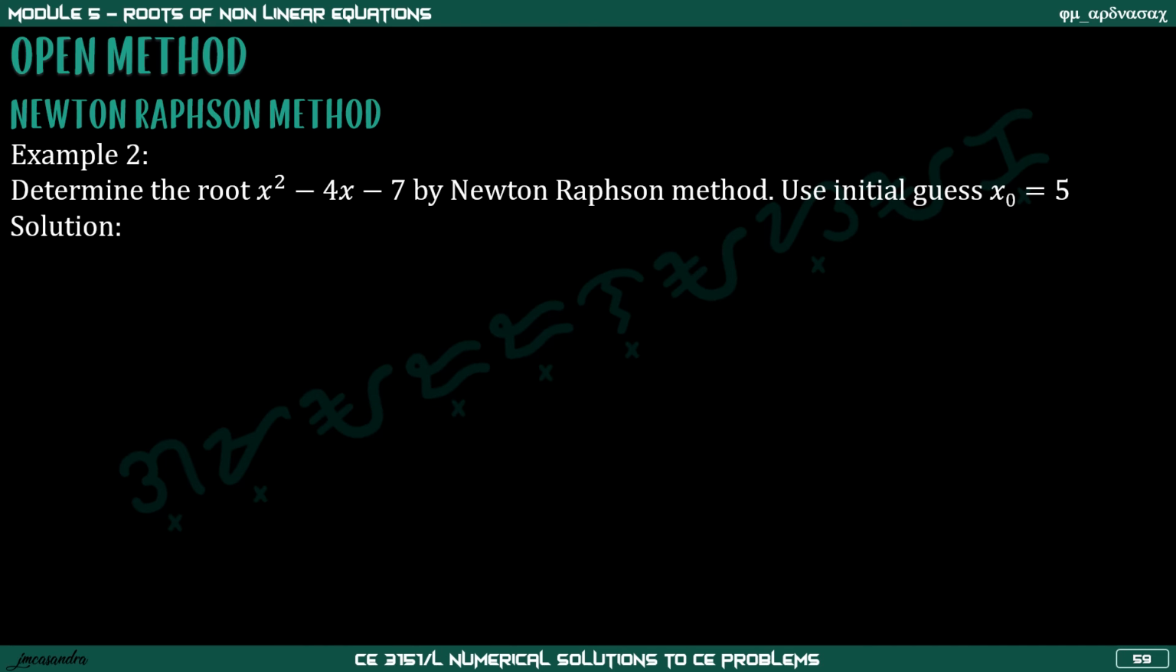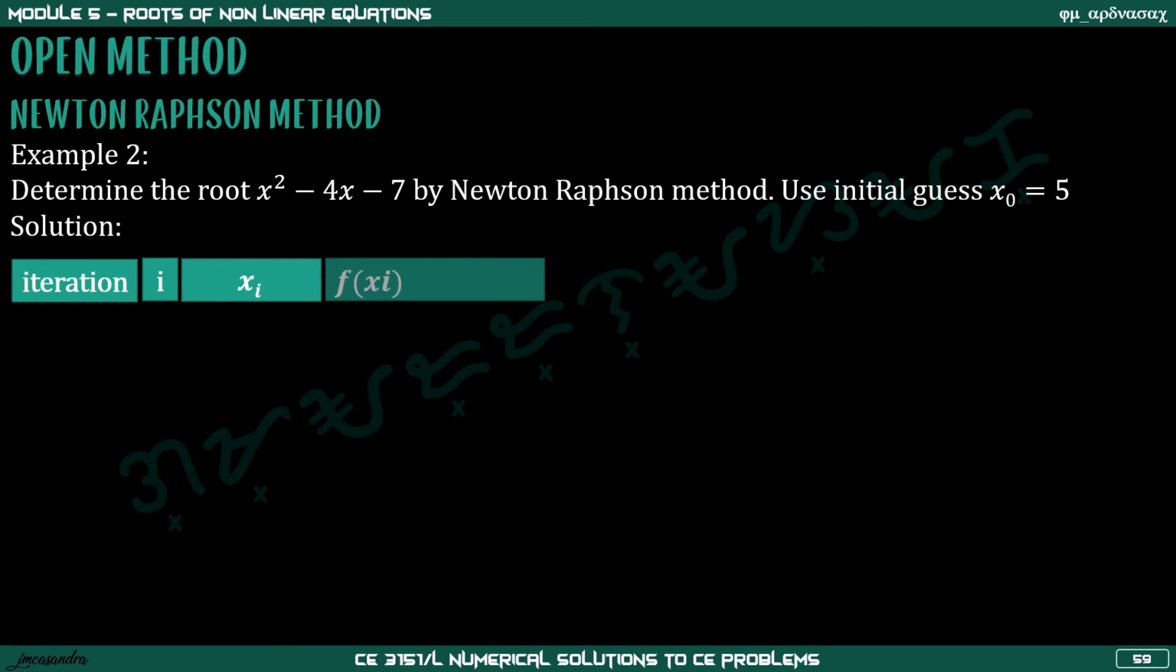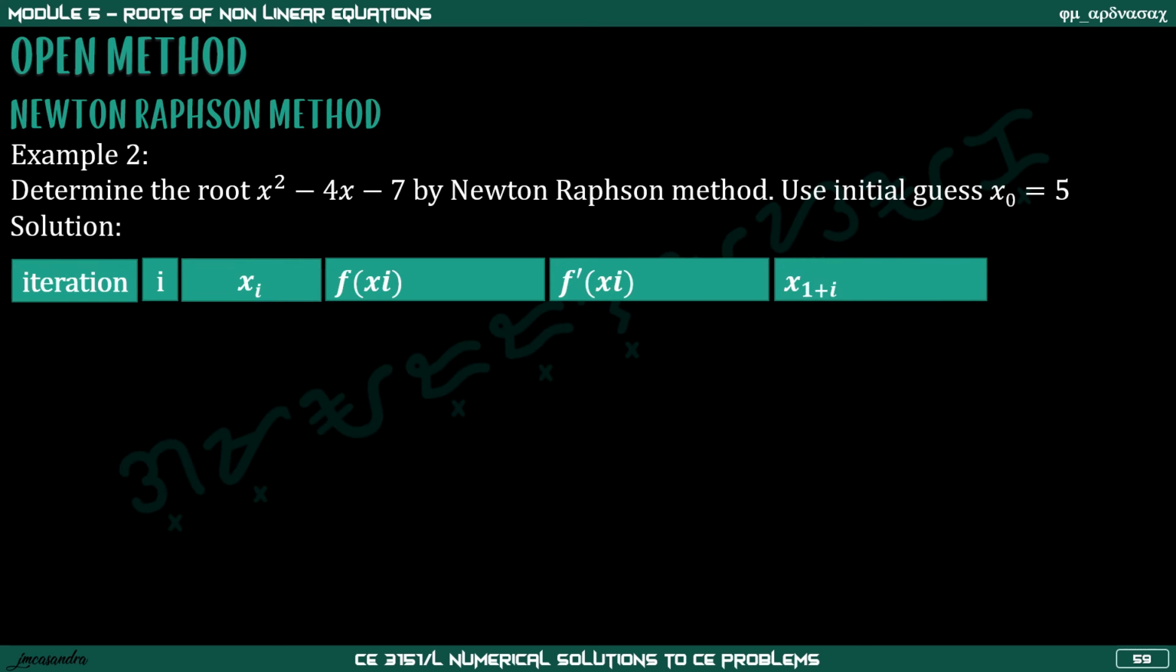Let's solve another example. Determine the root of x squared minus 4x minus 7 by Newton Raphson method using an initial guess x sub 0 equal to 5. So for our solution, we could again present it in a tabular form. So we have iteration i, x sub i, the function of x sub i, the derivative, x sub i plus 1, and your approximate error.